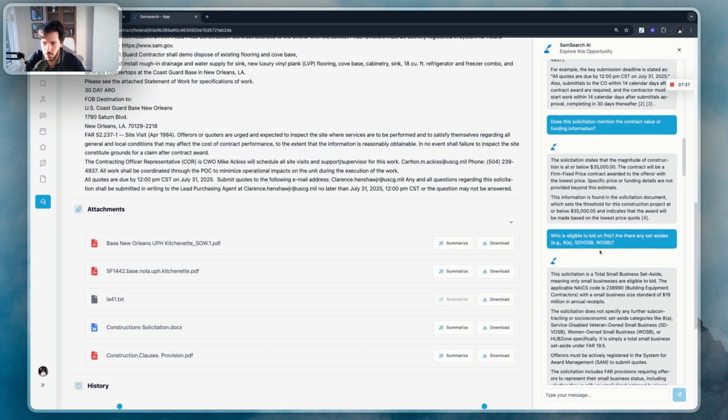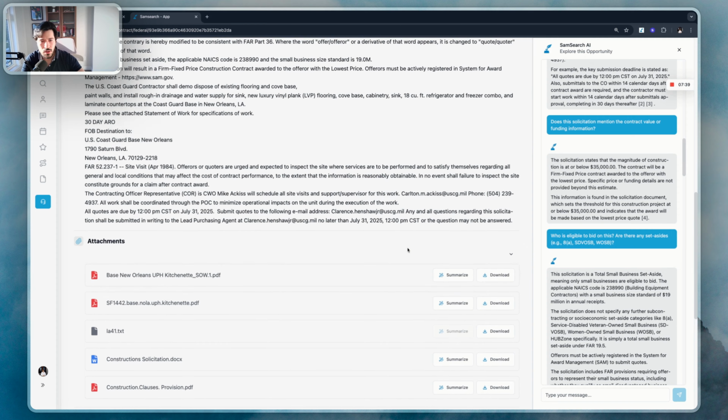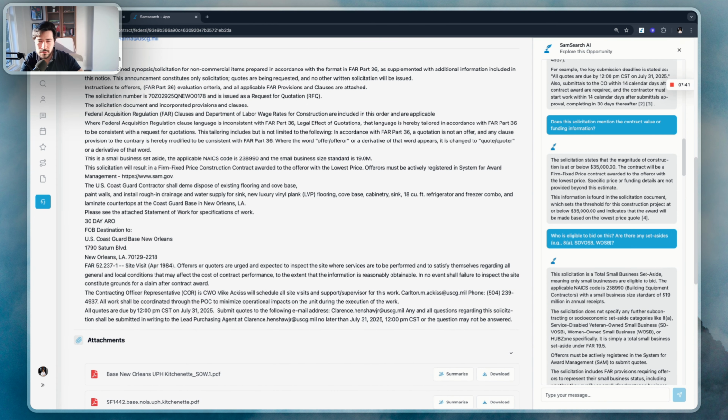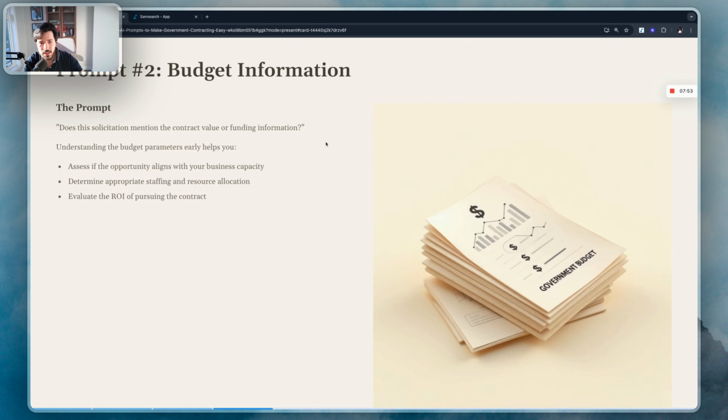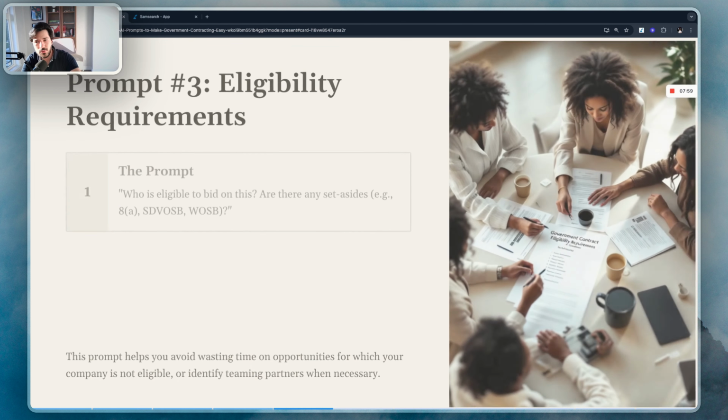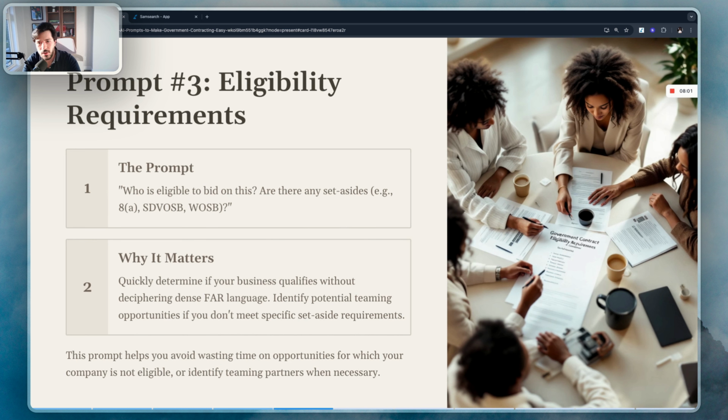This is a very important detail for whichever contract you're looking into, because this way you could analyze whether it's a good opportunity for you or not, whether you have some margin to make profit, and how much you should set your quote to be competitive. So now that we have asked about the budget and we have an understanding of the agency's expectation for how much they want to spend, we want to go to the fourth prompt, which is the eligibility requirements.